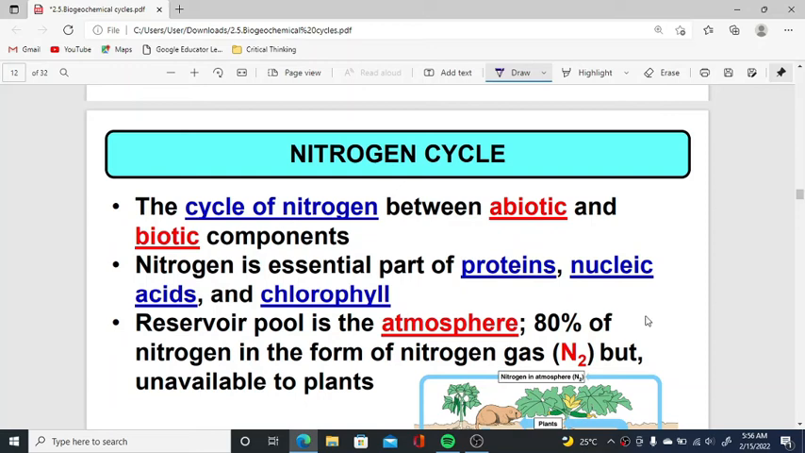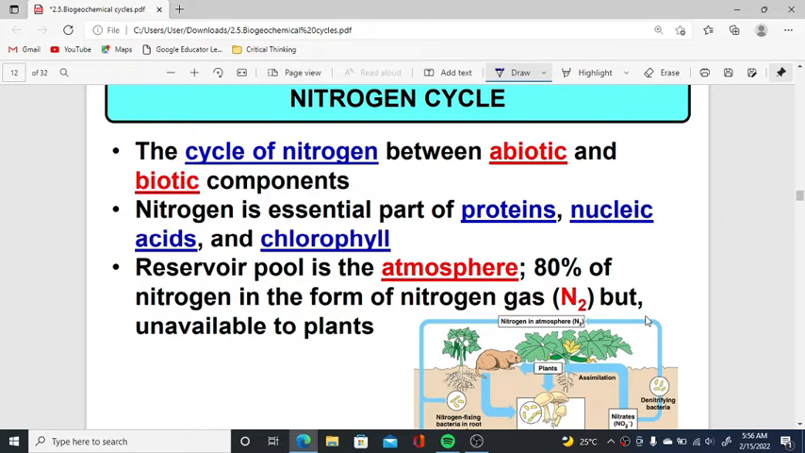Okay, next is nitrogen cycle. Yang ini panjang sikit lah kalau compare dengan carbon cycle. Okay, so nitrogen cycle is the cycle of nitrogen between abiotic and biotic components. Right, macam yang kita belajar lah, kalau biogeochemical cycle, it will start with abiotic components, reservoir pool, and then it will be absorbed by the biotic components ataupun used by biotic components, cycling pool, and return back to the reservoir pool, abiotic components.